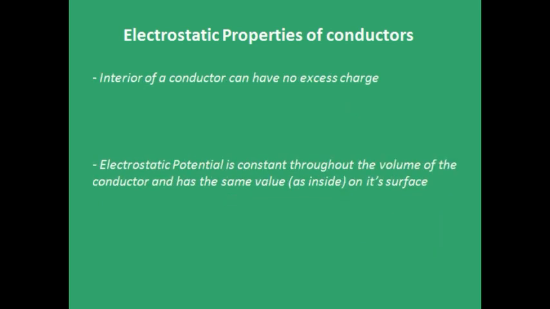Interior of a conductor can have no excess charge. See, let me tell you, if you have a conductor here, if there was some excess charge here, say, then I can form a Gaussian surface here and say that there is some electric field here. But this shouldn't happen, right? Because as I said, in the first property, there is no electric field inside a conductor. So there can be no excess charge inside a conductor.